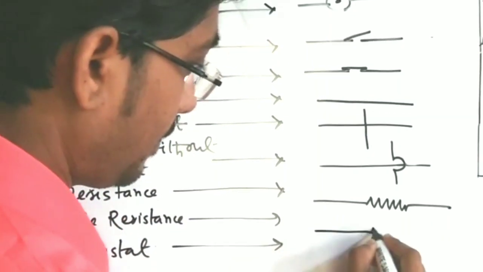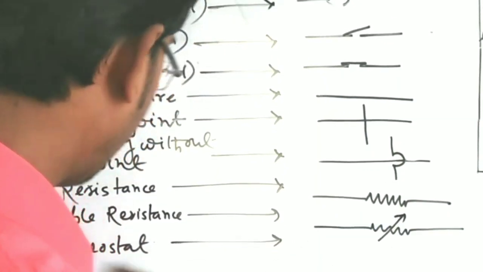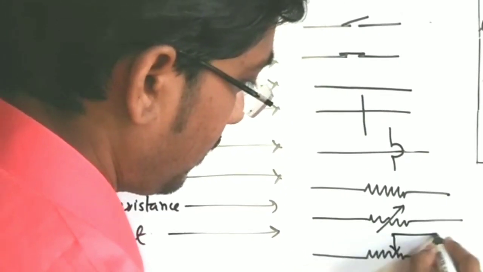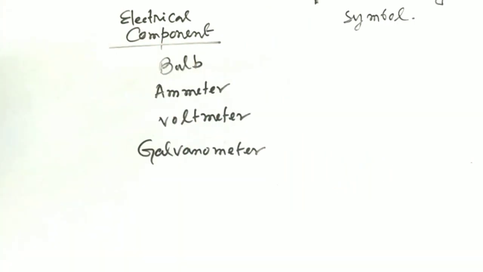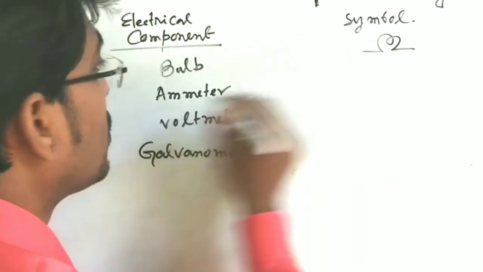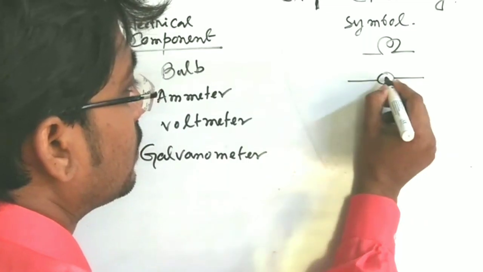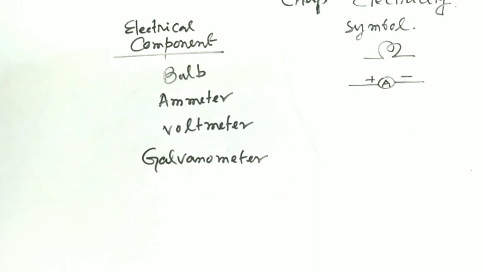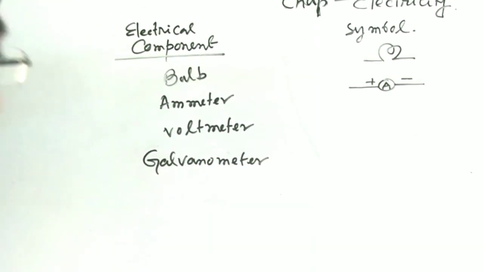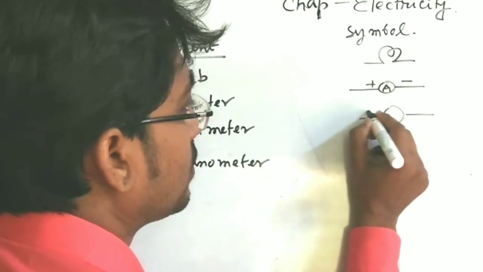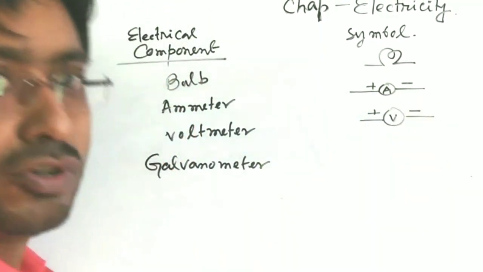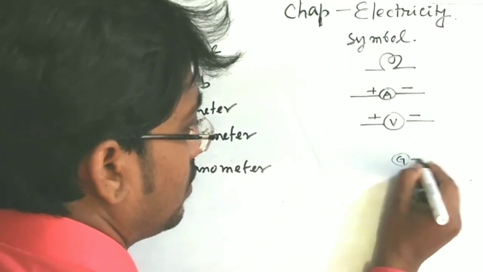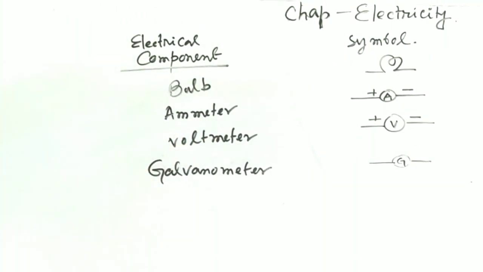Variable resistance. Then rheostat will be like this. So these are the symbols. Symbol of bulb, that is this. Symbol of ammeter, plus minus obviously will be there. Ammeter must be connected with the circuit in series. This is the symbol of voltmeter. It will always be connected parallel with the resistance in the circuit. And galvanometer, no polarity but 2 terminals are there.